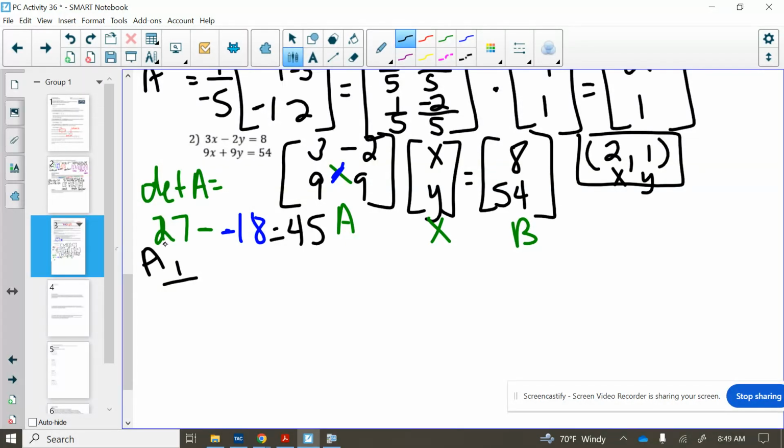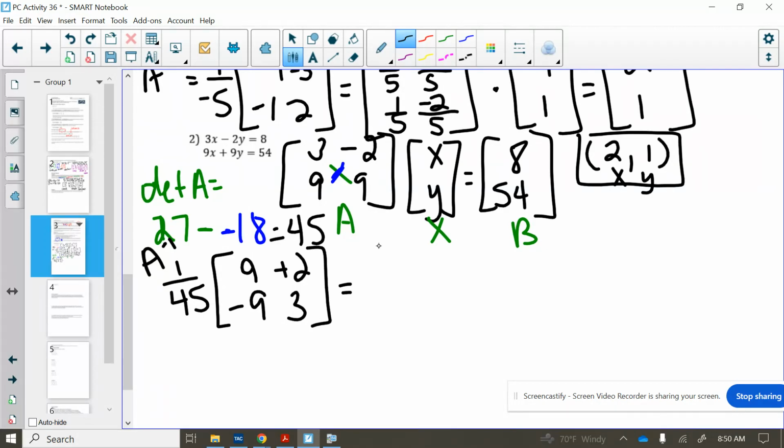So now to find A inverse, we take 1 over that determinant value. And then we're going to take that original matrix, A and D switch spots, B and C switch signs. And when we distribute this through, 1 over 45 times 9, 9 over 45 is 1/5. 1 over 45 times 2 is 2 over 45. Oops. 1 over 45 times negative 9.